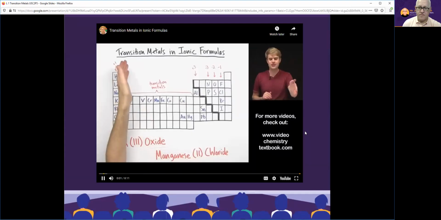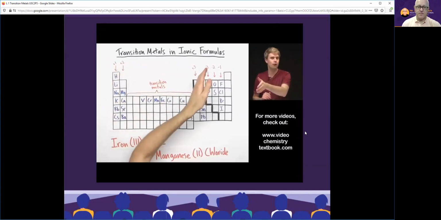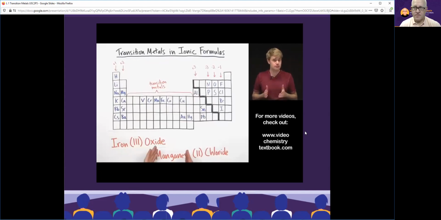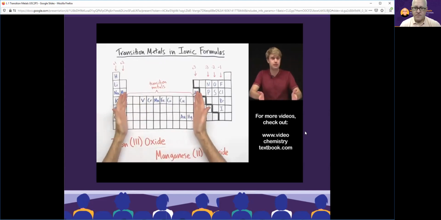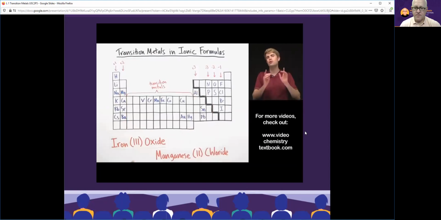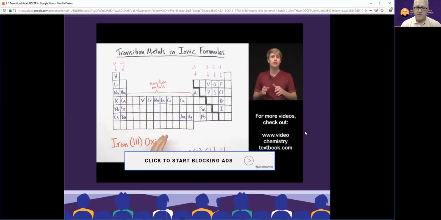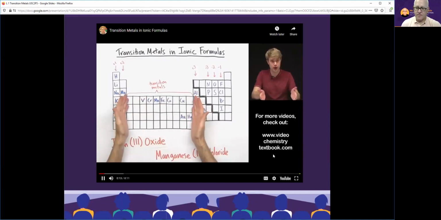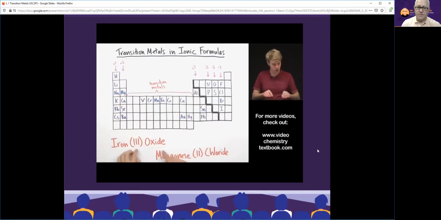Let's talk about transition metals in ionic formulas. The transition metals are the elements in this part of the periodic table. When we write formulas for ionic compounds that contain transition metals, the formulas look like this, with these Roman numerals here in the middle. This might be a little bit different from other types of chemical formulas you've seen. So in this video, we'll talk about what's going on here.